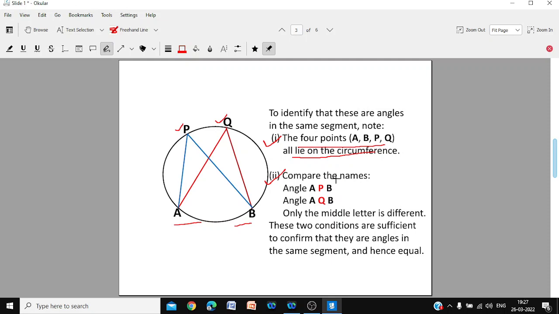Next, see the name of the angle. APB and AQB. Note that only the middle letter is different. The first and the third letters are the same. And all the 4 points lie on the circumference. And when you take the names of the two angles, you find that only the middle letter is different. That confirms that they are angles in the same segment and hence they are equal.